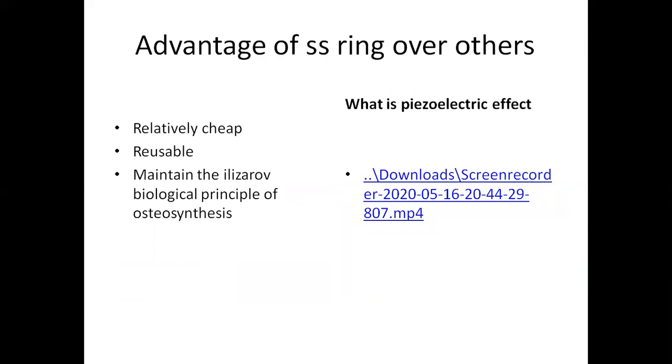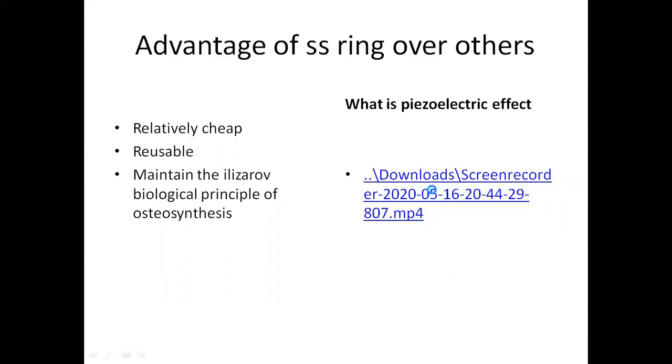I already mentioned the advantages of the ring. The ring is cheap, it is reusable, and it maintains the Ilizarov biological principle of osteosynthesis. And what is the advantage of osteosynthesis? When there is a ring on your limb or any part of the body, during motion it will cause micromotion of the bone fragment, and micromotion produces energy. This energy helps to stimulate the biological tissue for bone formation.